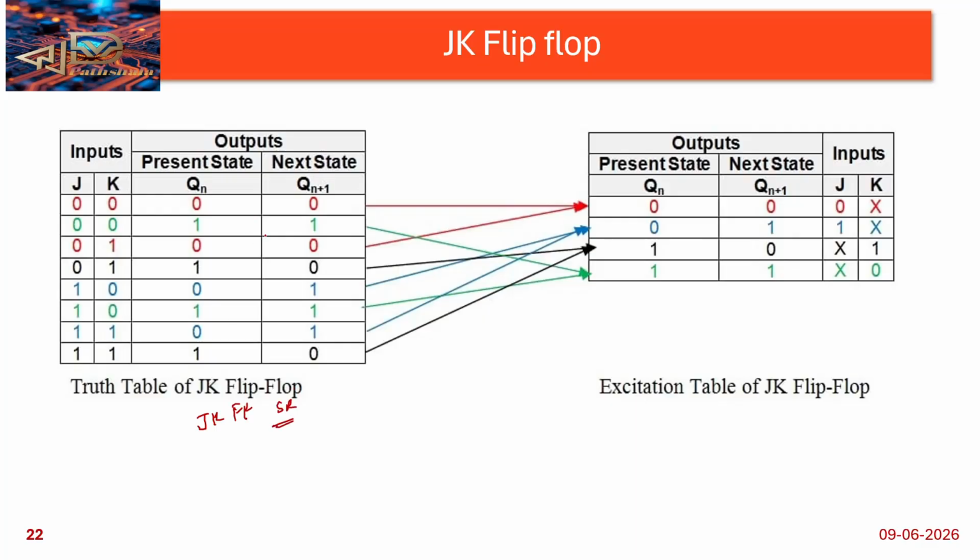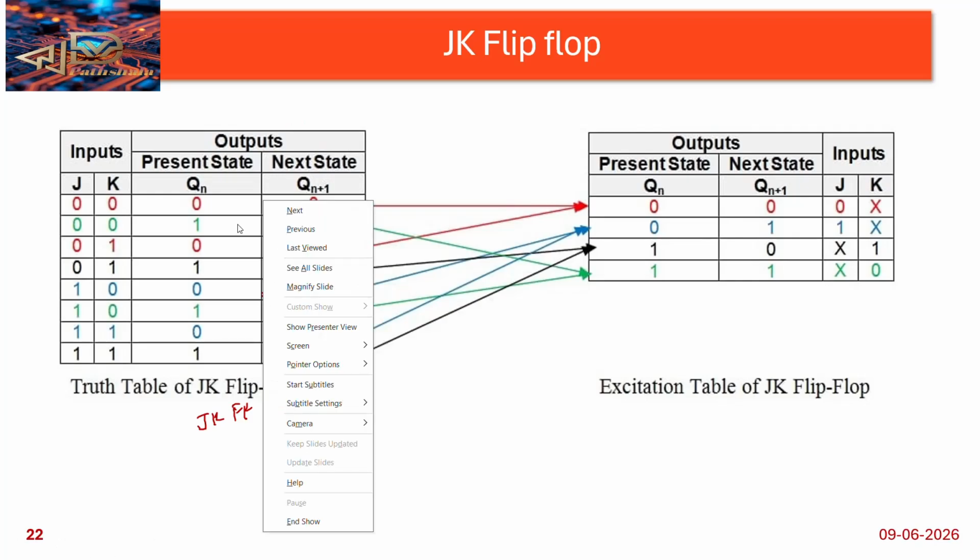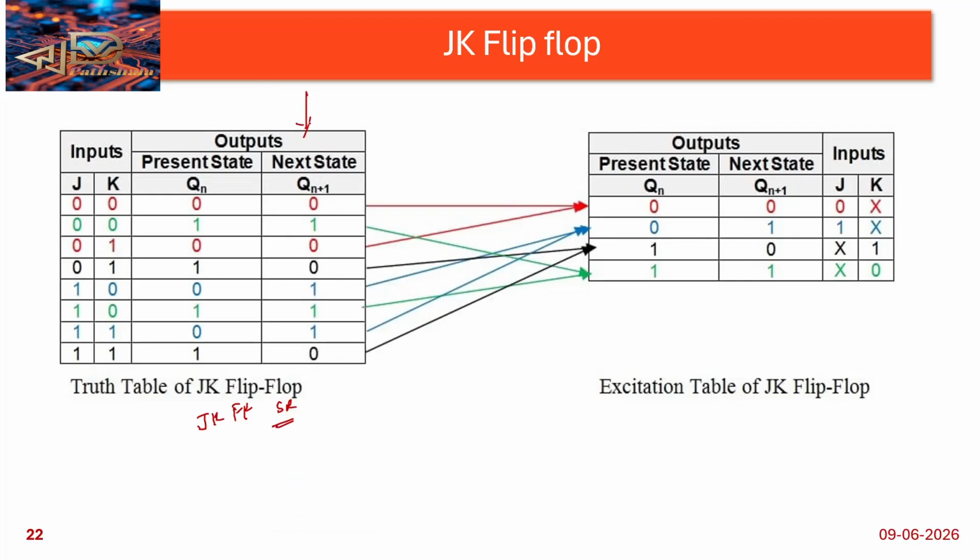This is the JK flip flop truth table, the excitation table. First, we need to consider the truth table of the JK flip flop: 00, 01, 10, 11. What is the output here? 00, no change, that means Qn plus 1 equals Qn only. 01 case means reset, Qn plus 1 equals 0. 10 case means set condition, Qn plus 1 equals 1. And 11 means toggle condition, Qn plus 1 equals Qn bar. That is the JK flip flop.